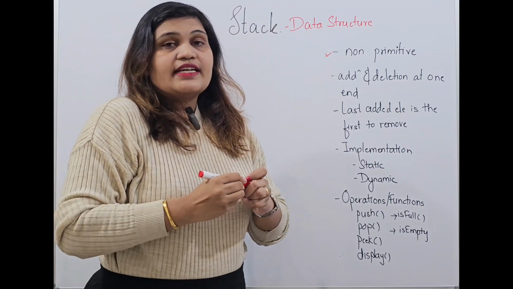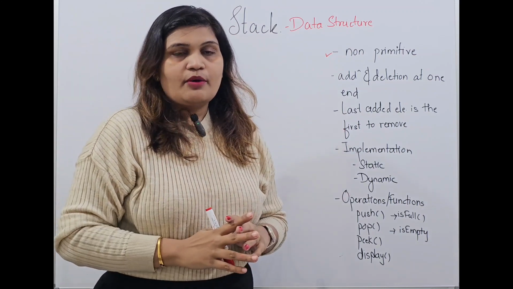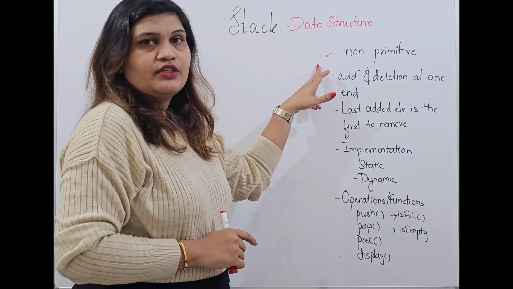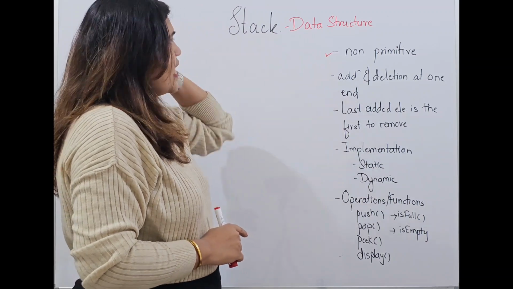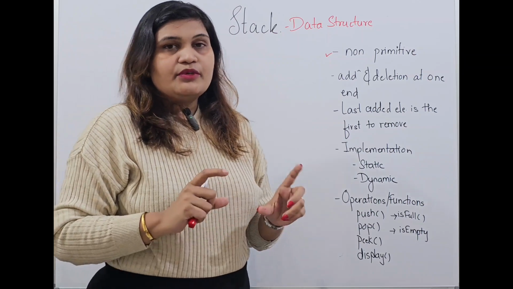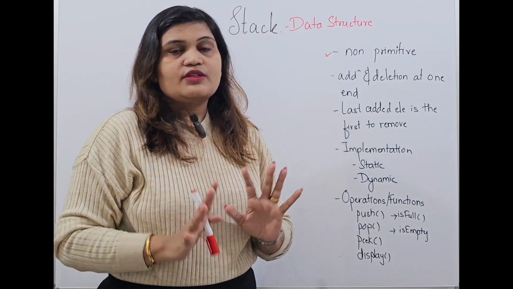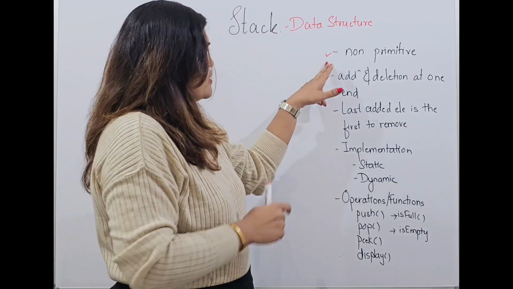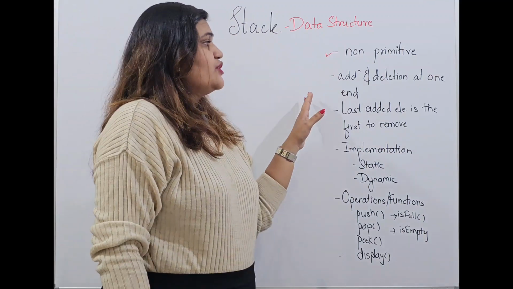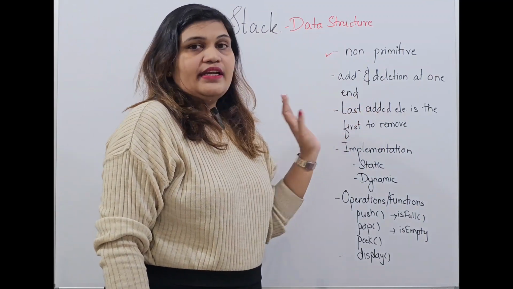these are the data structures that are defined in a particular format, which are executed in a particular format. That's why we call them non-primitive. So when we say non-primitive, there is stack, there is queue, there is linked list. All these are non-primitive data. They have a particular execution, a particular structure in which the data is stored. So that is your non-primitive. The next pointer that we have is addition and deletion of data at one end.